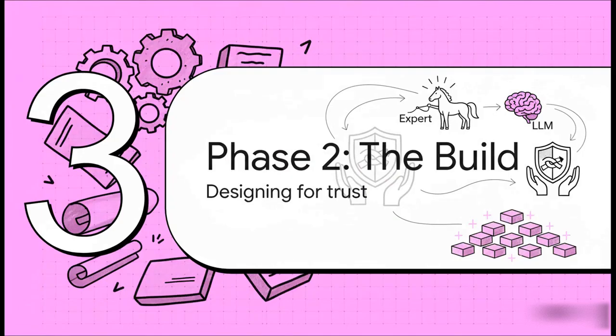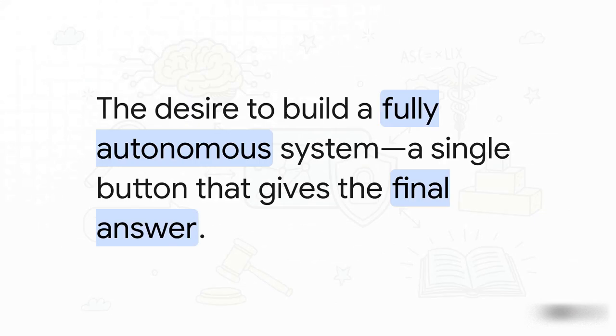Okay, so with that solid foundation in place, we can move into phase two, the build. And the big theme here is really simple, but it's powerful. You have to design for trust and for control. It is so tempting to just build the autopilot system, a single magical get answer button that does everything behind the scenes. We all want to build that. But in the real world, this almost never works for domain experts. And why is that? Because they're used to systems where they understand how things work and how they can fail.